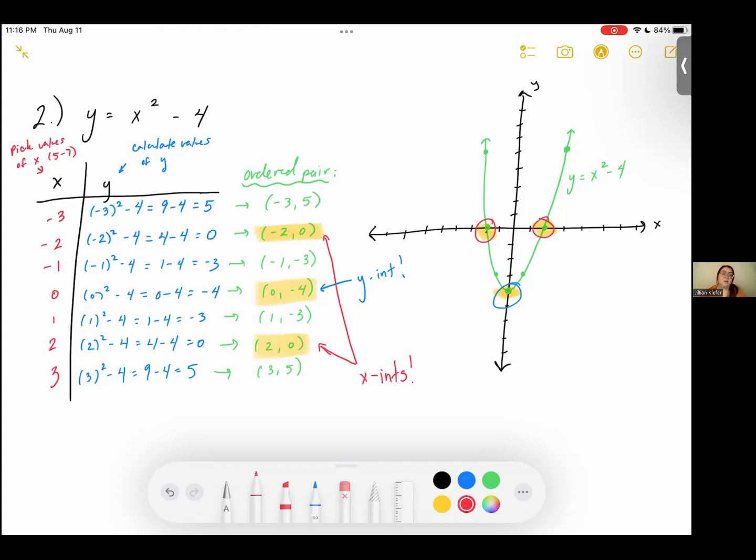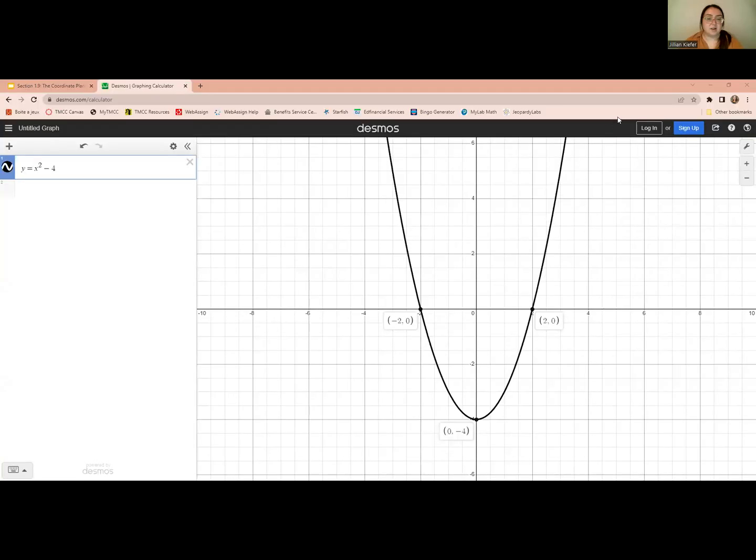So, all right, just like last time, we're going to verify this in Desmos really quick before we move on. All right, so here we are in Desmos. We have the function y equals x squared minus 4 graphed. And then we see that it crosses the x-axis at the points -2, 0 and +2, 0. And it crosses the y-axis at the point 0, -4. So the graph that we drew was also correct.